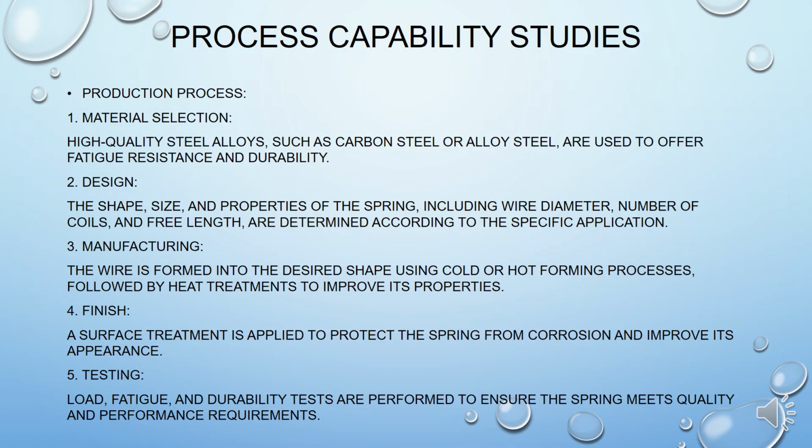3. Manufacturing. The wire is formed into the desired shape using cold or hot forming processes, followed by heat treatments to improve its properties. 4. Finish. A surface treatment is applied to protect the spring from corrosion and improve its appearance. 5. Testing. Load, fatigue, and durability tests are performed to ensure the spring meets quality and performance requirements.